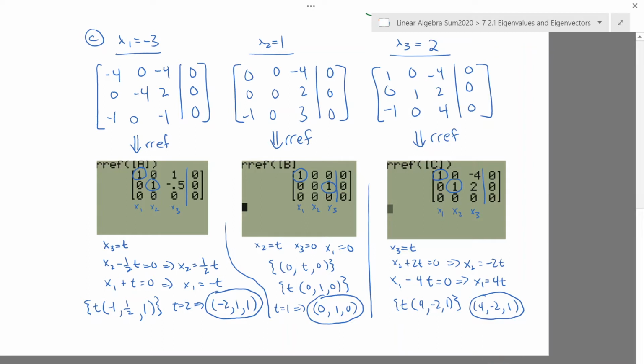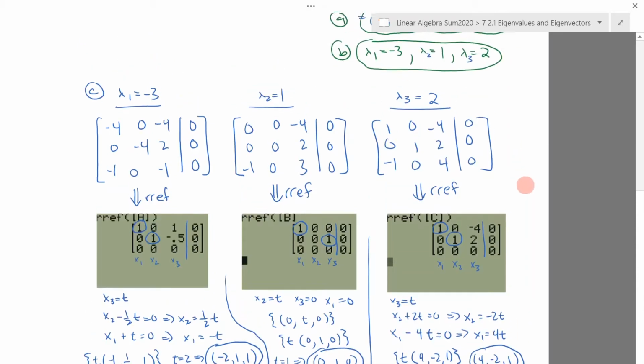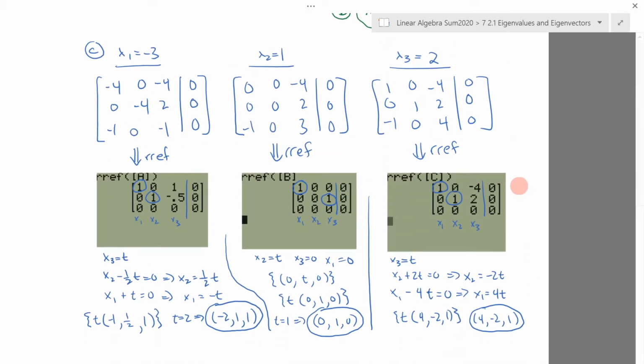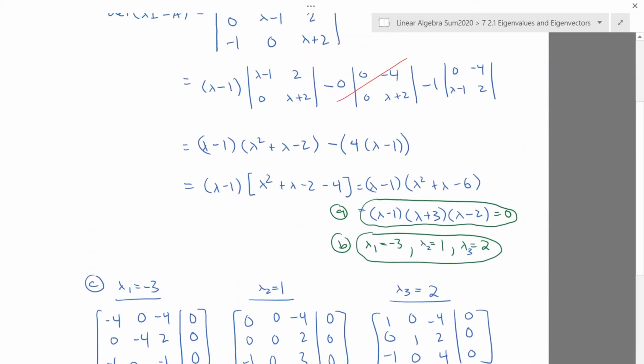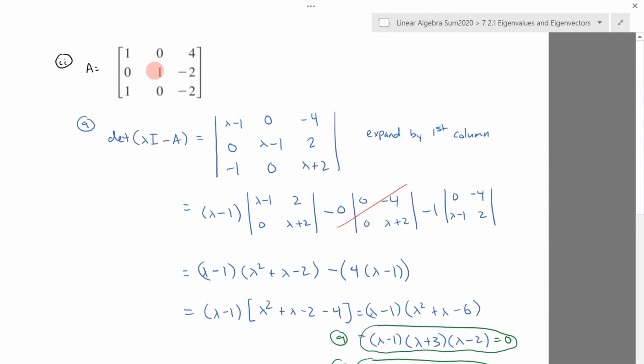Okay, so these are the eigenvectors. I run out of space, so I won't check that they're eigenvectors here, but you can check by multiplying by the original matrix A.